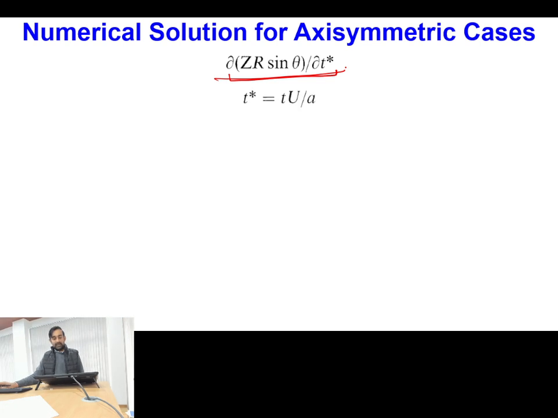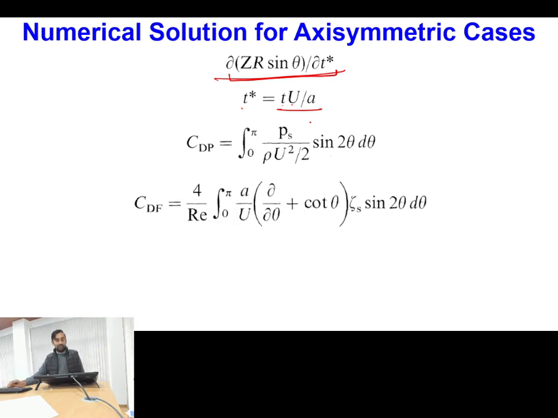And of course, the T star here I have defined as T U by A. In the previous Cartesian system, whenever I defined the time scale, I defined it considering the viscous time scale. Here I am defining simply U by A. So here I am defining the inertial time scale, based on the velocity. Is this one clear?